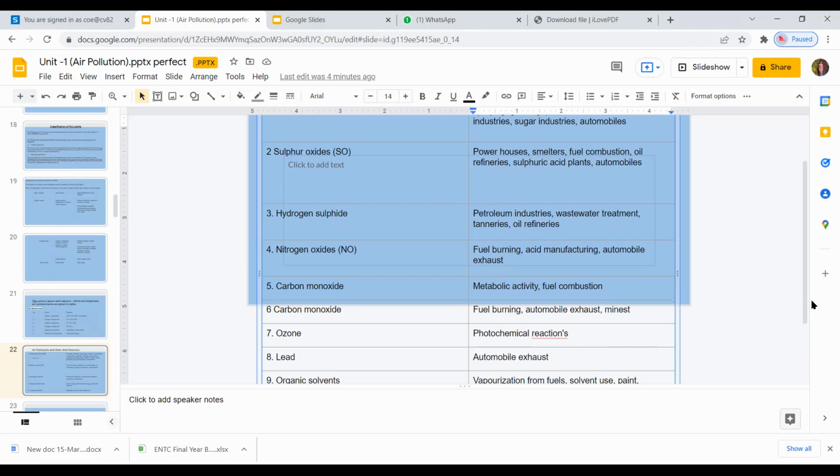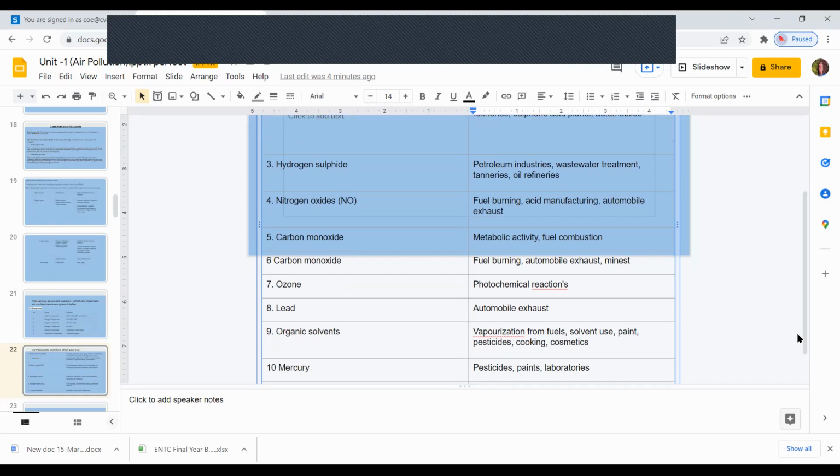Then carbon monoxide: metabolic activity and fuel combustion. Carbon monoxide also includes cigarette smoking. Cigarette smoking also plays a major role in generating carbon monoxide in the atmosphere. Then metabolic activity, fuel combustion, fuel burning, automobile exhaust, and also mining.